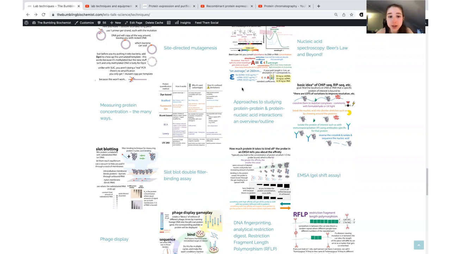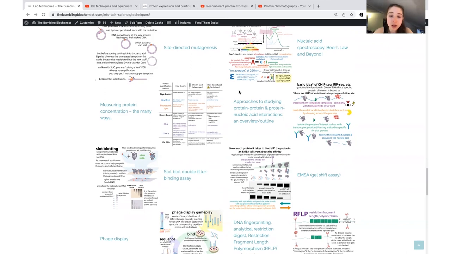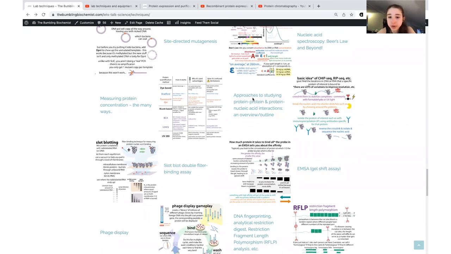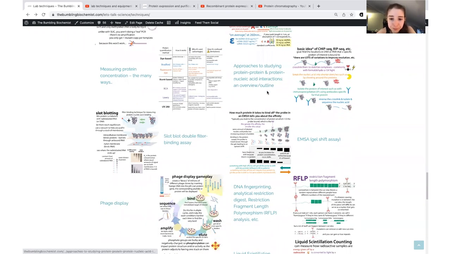One reason you might want to be measuring protein and nucleic acid concentrations is if you're trying to study protein and nucleic acid interactions, as well as protein-protein interactions, various things like that. And so I have a whole post of different approaches to studying these. A couple of the approaches for protein-nucleic acid interactions.